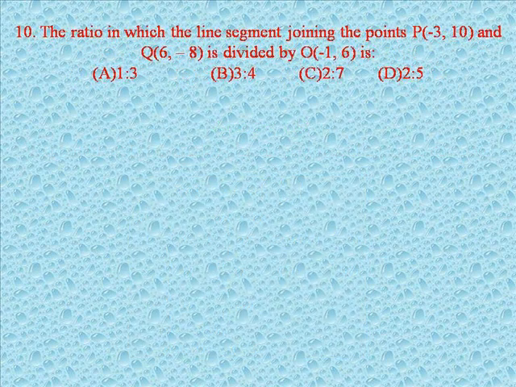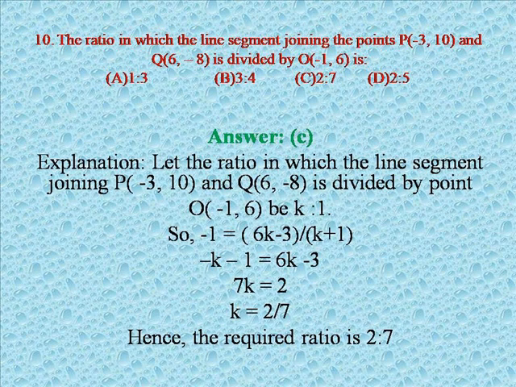Question number 10. The ratio in which the line segment joining the points P(-3, 10) and Q(6, -8) is divided by O(-1, 6) is, and you have the four options: 1:3, 3:4, 2:7 and 2:5. Let me show you the answer. Answer is option C, that is 2:7, and you can see the explanation given.